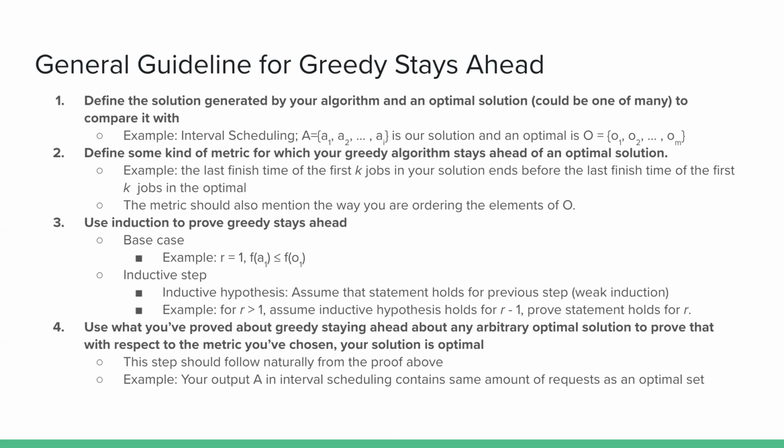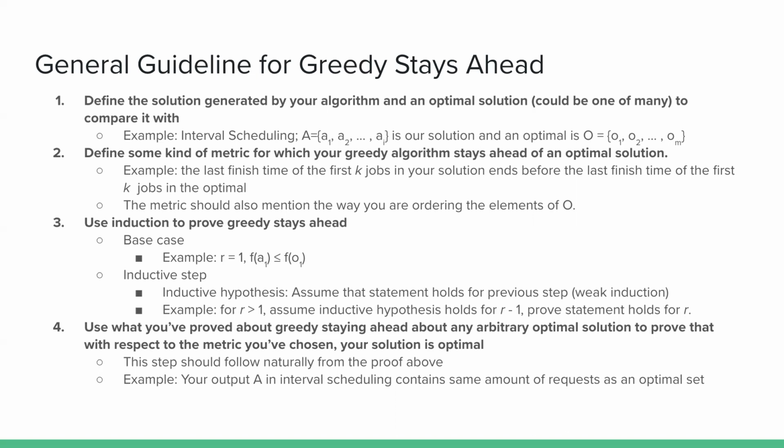So with the ordering of the elements of O, how do you determine how those elements are ordered? How do you determine that the elements are ordered for the optimal solution? For instance, the metric should also mention the way you are ordering the elements of O.